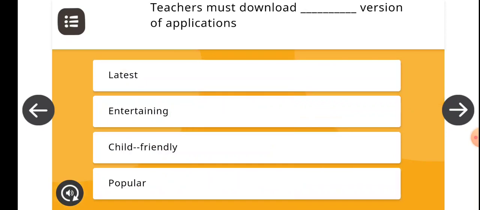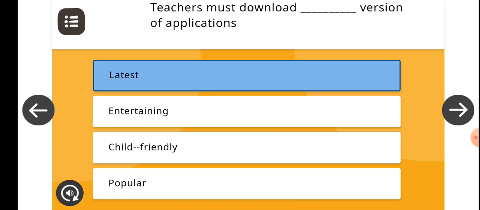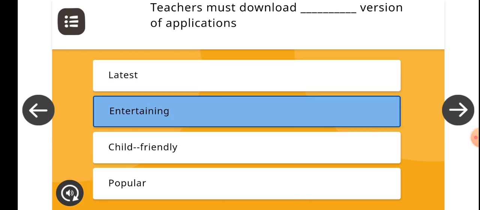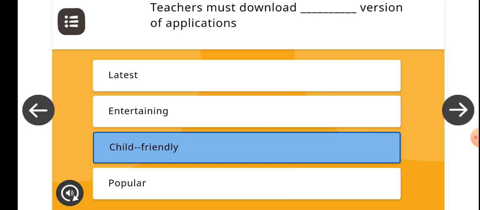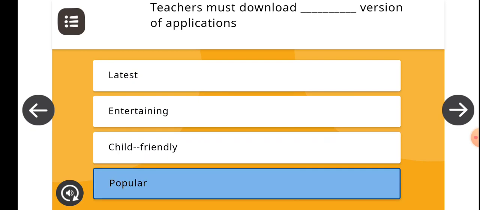Next, the teacher must download dash version of application. So using tabs or ICT tools, we are developing the students through ICT, information and communication technology. In order to do it, we must download some apps from the Play Store. So should they be the latest ones, or entertaining apps, or child friendly, or popular apps? What?